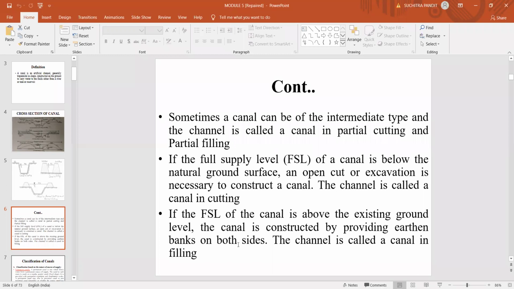So these earthen banks are consolidated earthen banks, and the slope of which are riveted stone masonry.